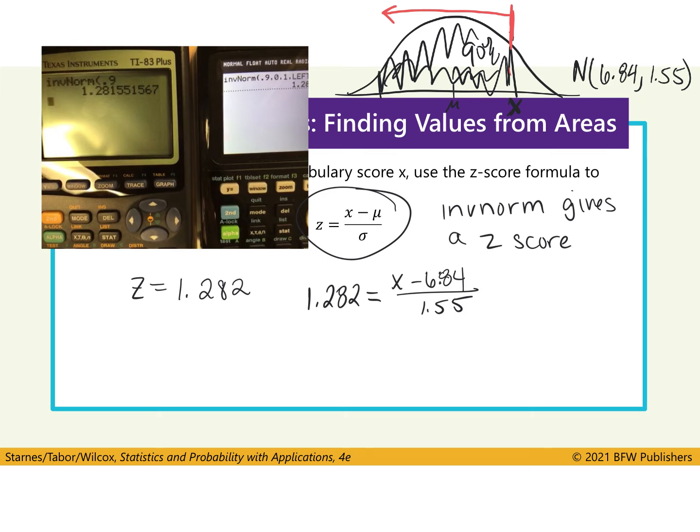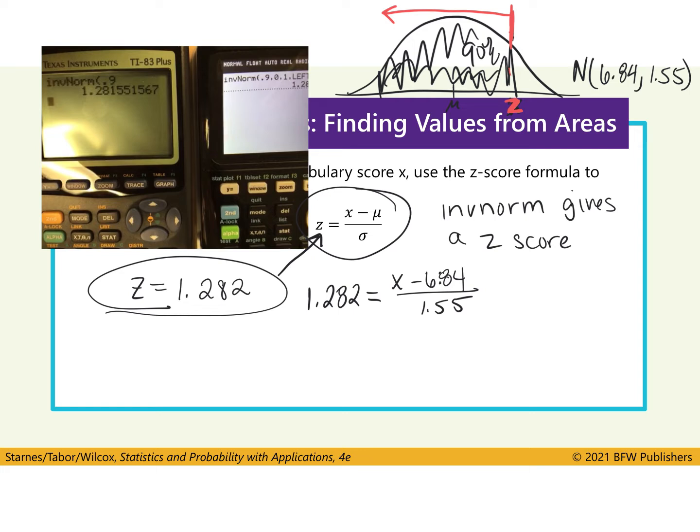Now I'm solving an equation. Yes? Why? Because I don't know x. Yeah, so you know we usually put like x, because 1.282 is a z-score. So this equals the z-score, right, that represents 90%. And it doesn't matter what my mean and standard deviation are. If I want the 90th percentile, it's always going to be a z-score of 1.282.